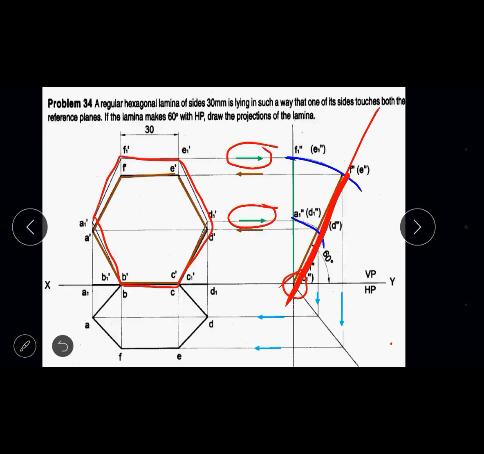So this will be the inclined side view of the lamina, 60-degree lamina. Then after that, we can see that from the point, so you have point F dash, E double dash on the 60-degree line. So mark the points and then draw the projection line, which I have shown with the brown color arrow mark. So draw the projection line.